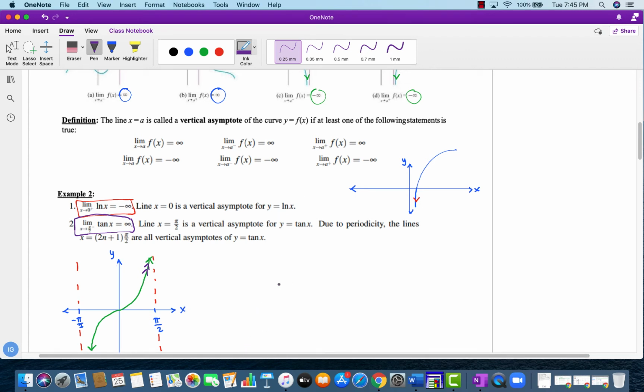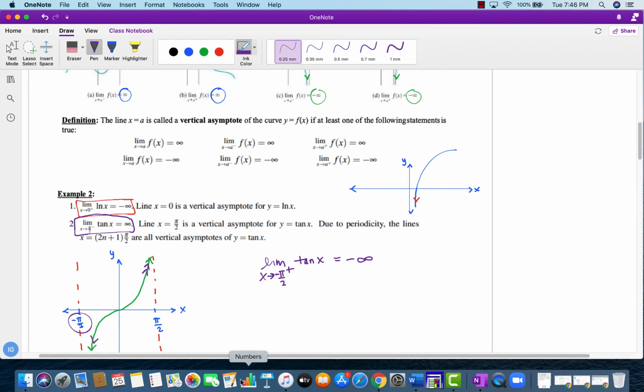Now, if you take it from the right hand side, so if you take the limit as x approaches negative pi over 2 from the right hand side of the same function, so now we're here. I'm sorry, negative pi over 2, sorry. So we're approaching this from the right hand side. In this case, the limit is going to go to negative infinity. Okay.